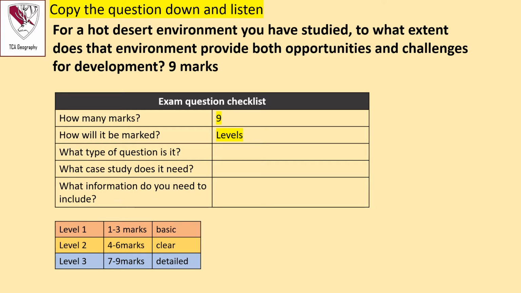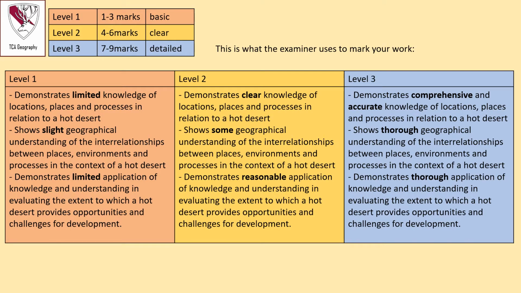We've seen levels before. Level 1 will get 1, 2 or 3 marks and it's a basic answer. Level 2 gets 4, 5 or 6 and it's a clear answer. Level 3 gets 7, 8 or 9 and it's a detailed answer. That's what we're always aiming for. So let's have a look at that in a bit more detail to really understand what basic, clear and detailed really mean for an exam answer. This is what an examiner uses to mark your work.